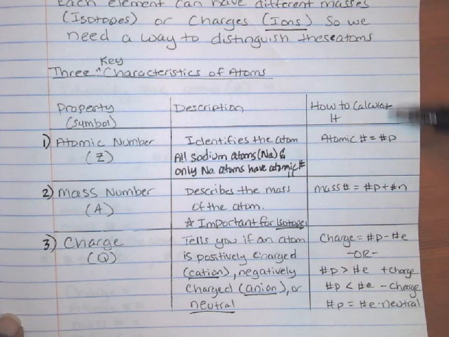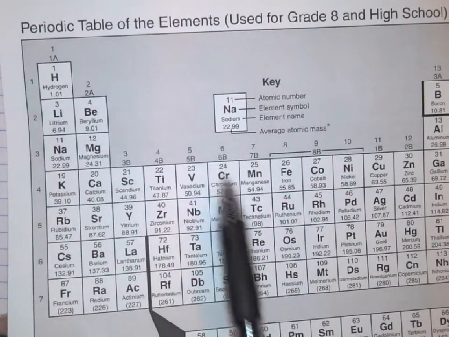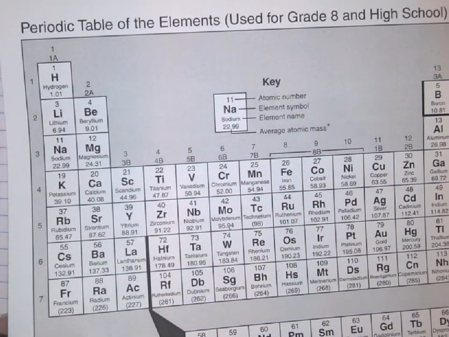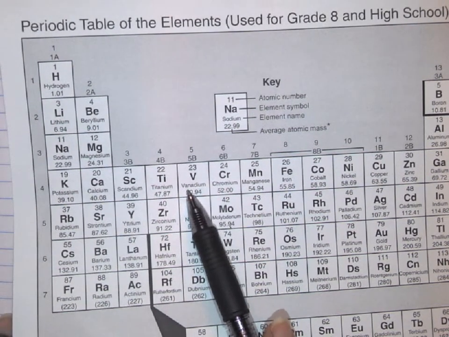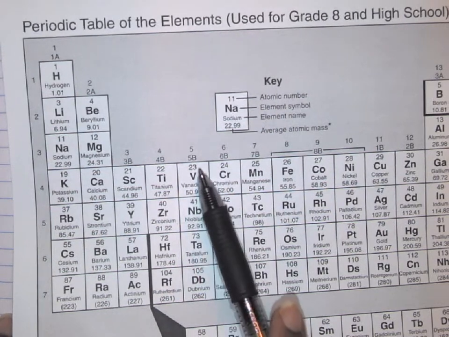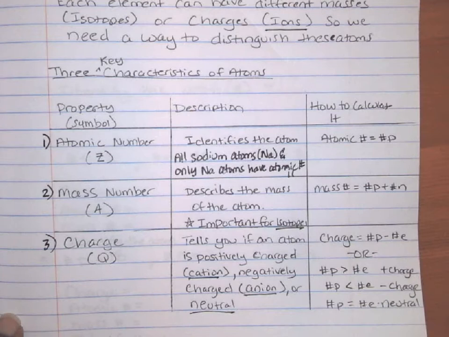So this is where the subatomic particles come in, right? If you know the number of protons an atom has, you know its atomic number. And the other cool thing is if you know the atomic number, you can identify it on the periodic table. For example, if I told you something had 23 protons, you would look on the periodic table, find 23, and you're like, oh, that element must be vanadium, because it has an atomic number of 23, or 23 protons. So that's the atomic number, it's the number of protons.